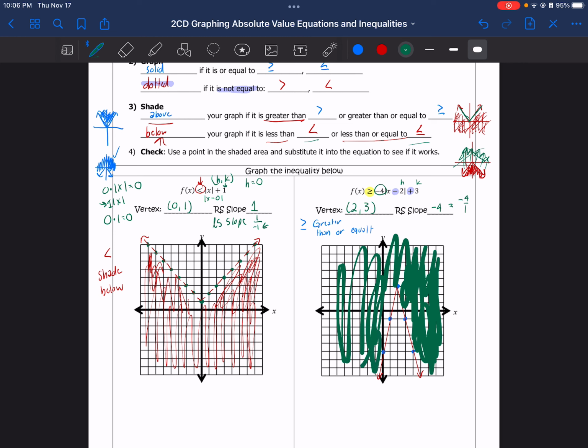So some students say that with less than you shade below, or some students say that if it's solid you shade below, if it's dotted you shade below, or something like that. No, it depends on our inequality, either our greater than or equal to, or our greater than or our less than, my bad.